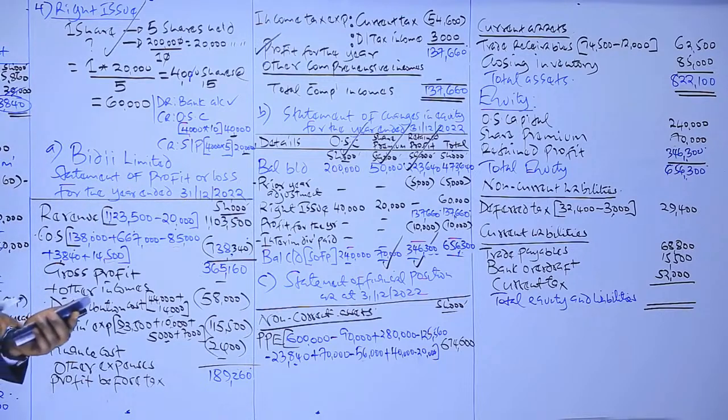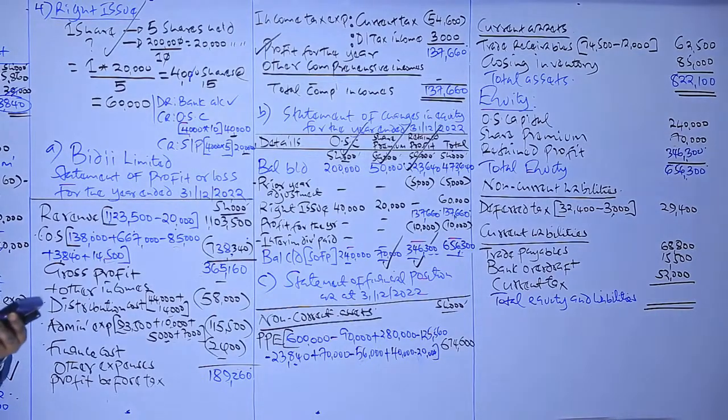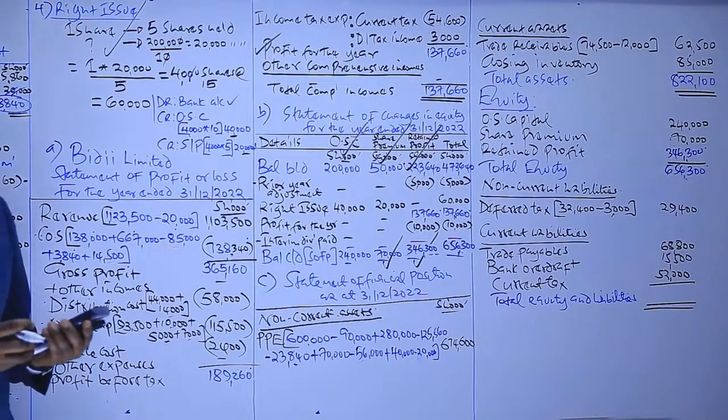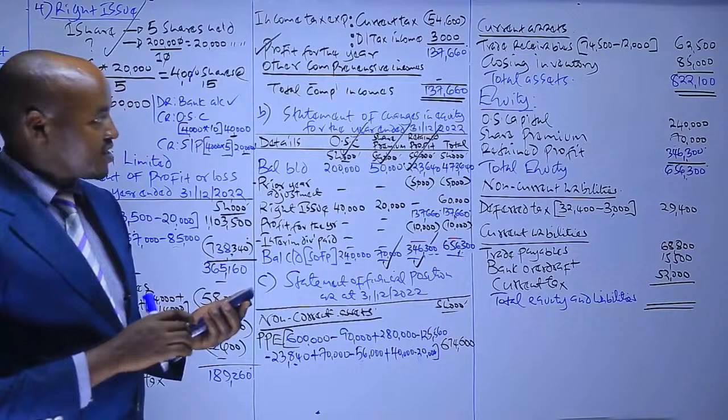Yes. Plus the bank overdraft, which is 15,500, plus the current tax 52,000. So let's take that again.